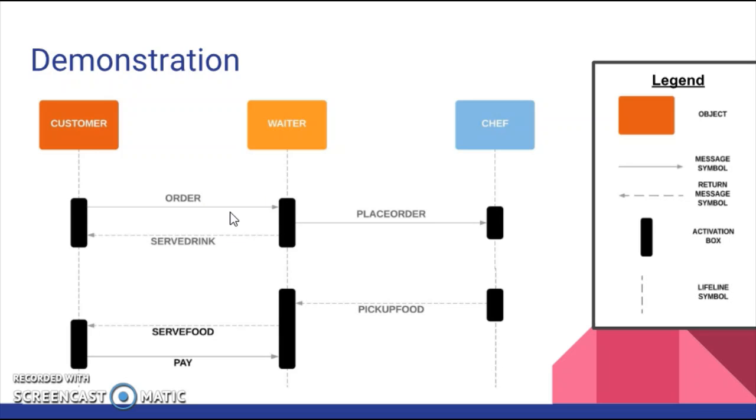The waiter then sends a message back to the customer. This is called a return message and represented with a dashed line. This is done in the form of a customer getting their drinks that they ordered. Lastly, we have our activation boxes, which are the black vertical boxes. These show when and how long an object is performing a process.